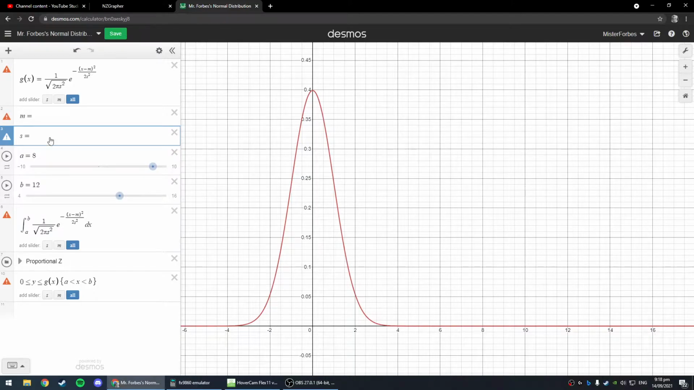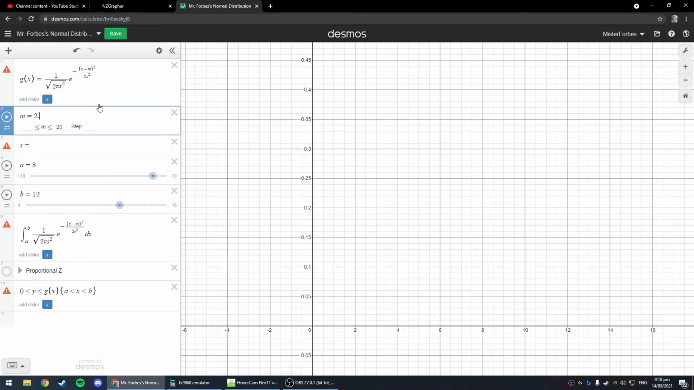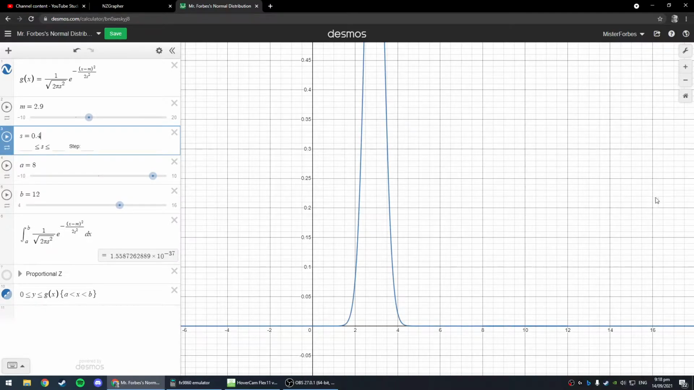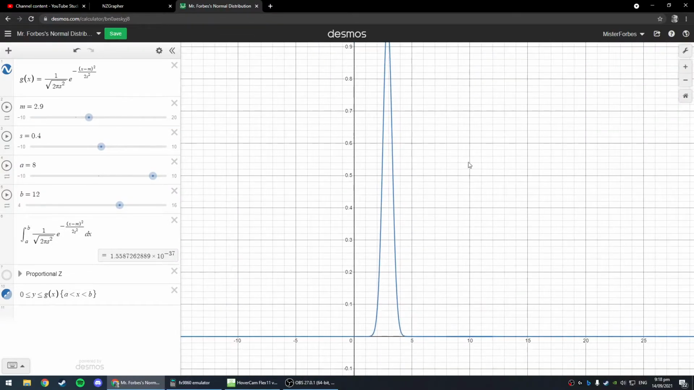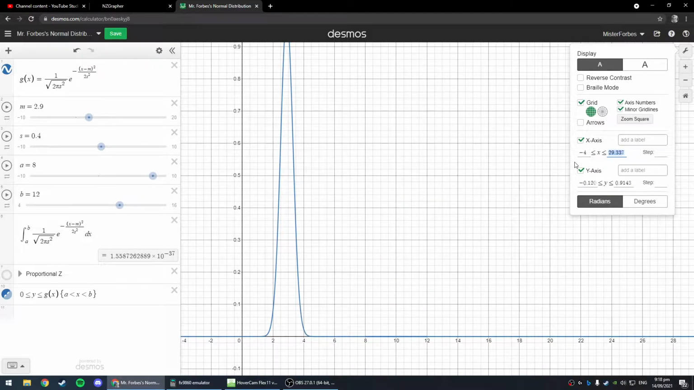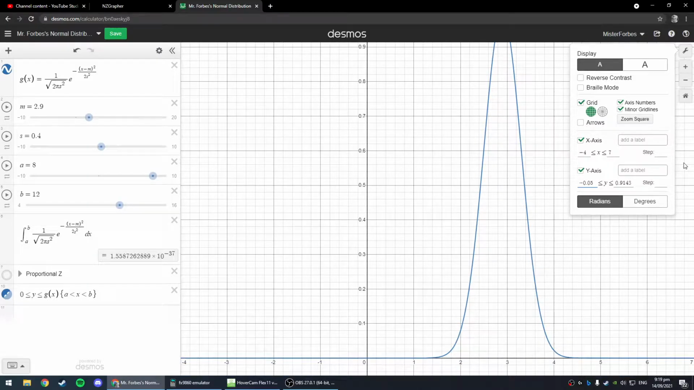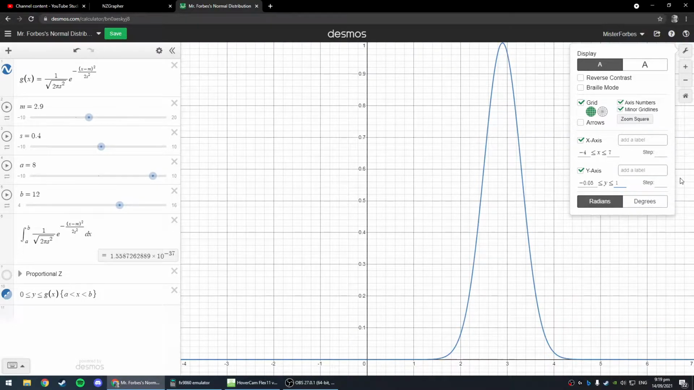So we're going to go over here. I've got this one set up for now, but we're going to ignore that. The mean is 2.9, so we can just enter that in here, and the standard deviation is 0.4. Ooh, a little bit ugly. Let's zoom it out. In fact, let's fix it up a bit. We'll go from -4 up to maybe 7, and then from -0.05 over to maybe 1. Nice.